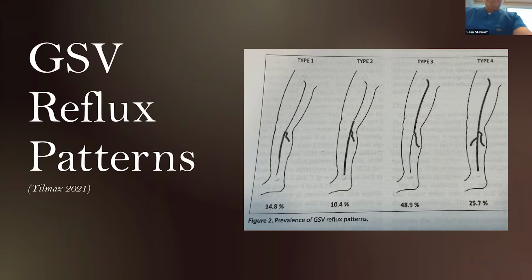Patients early in their disease process may present initially with below-knee segmental GSV reflux. In a retrospective study published online last year from the University of Istanbul, 787 lower limbs of patients with venous insufficiency were studied, looking at reflux patterns of the greater saphenous vein. The GSV reflux was classified into four types seen here. The two types on the left side of the screen, types one and two, represented approximately 25% of the limbs studied, showing that GSV disease may originate below the knee in a quarter of individuals. Of note, this type of GSV disease was also associated with younger adults, thinner patients, and early CEAP classifications.